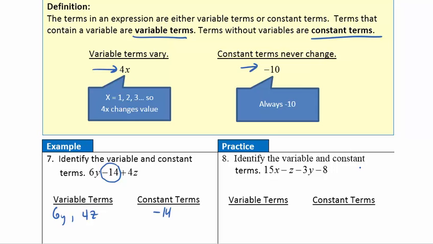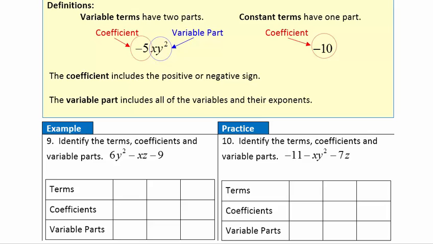All right, variable terms would have been 15x, negative z, and negative 3y. Our constant term there was just negative 8. Okay, let's look at some more definitions here.